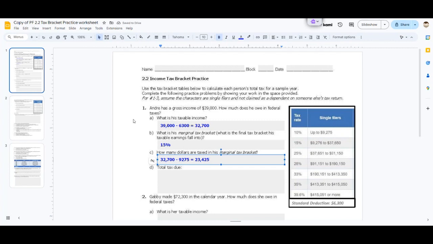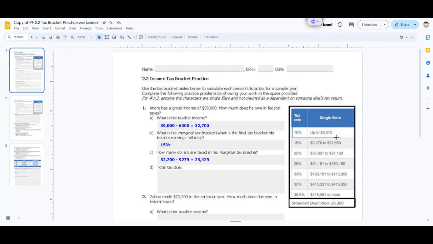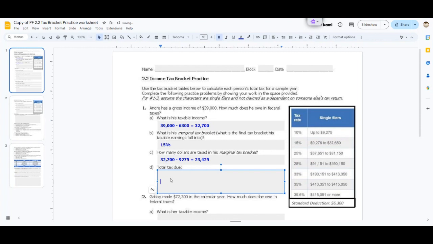All right, now we need to calculate his total tax due. So now we're going to look at what amount of tax he would owe for this first tax bracket, and then what amount of tax he would owe for the next tax bracket. So for the first tax bracket, he's taxed at a rate of 10% or 0.10. And so we need to know all the dollars that fell into that range, 9,275. And in this case, we subtract zero because it was the first tax bracket, so there weren't any other previous dollars taxed at a lower rate. So we're still at 9,275.